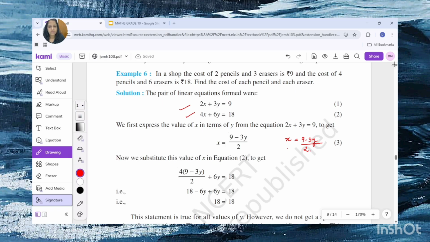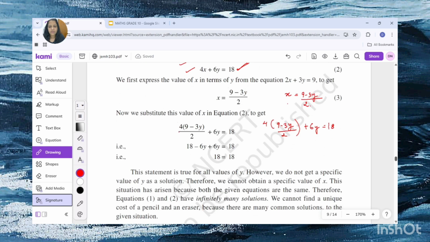You are using this equation, so 4 into 9 minus 3y by 2 plus 6y is equal to 18, right? Then solve it further. What will it become? 2 into 2 is 4, so 9 2s are 18 minus 2 3s are 6y plus 6y is equal to 18. 6y and 6y will get cancelled and 18 will be equal to 18.